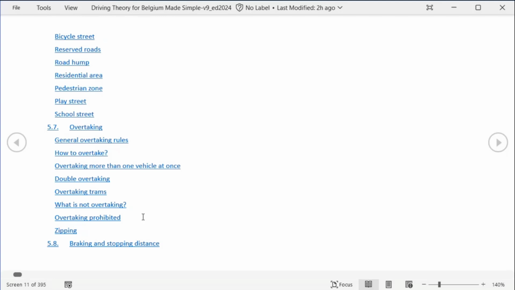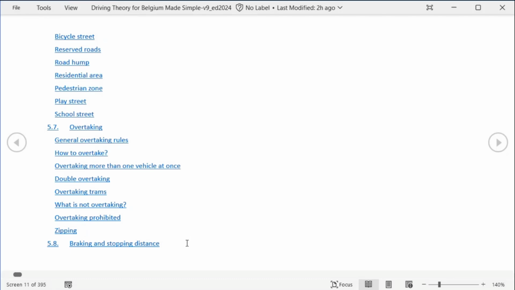And what are the prohibitions on overtaking? And what is zipping? Zipping is also a very important concept that you should understand. How is zipping performed? When is it performed? Those things we will explain in this topic.